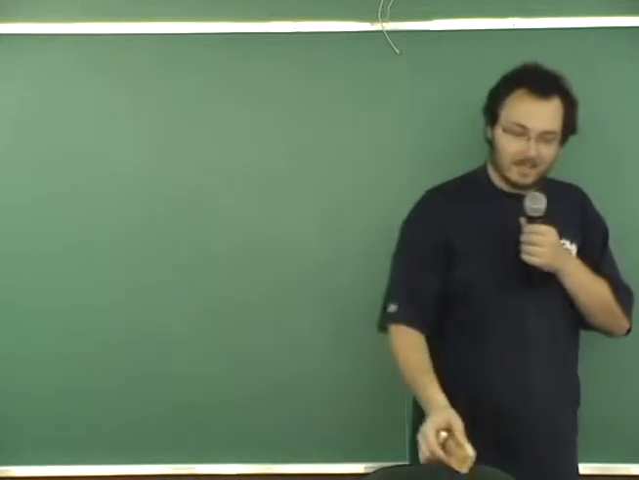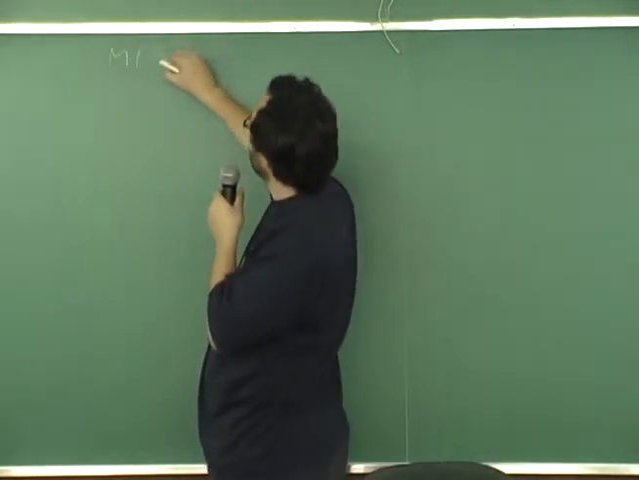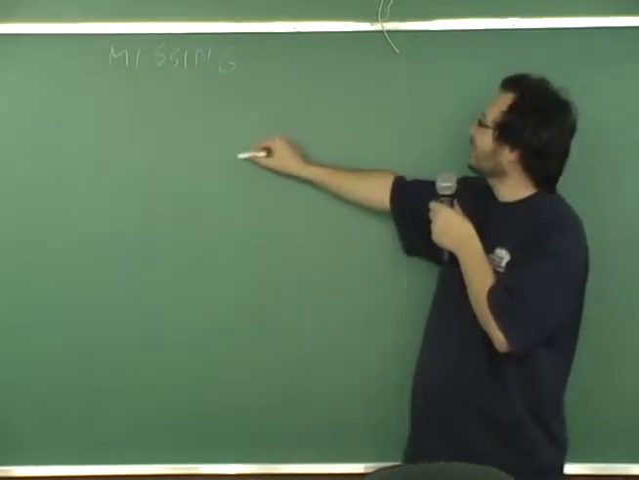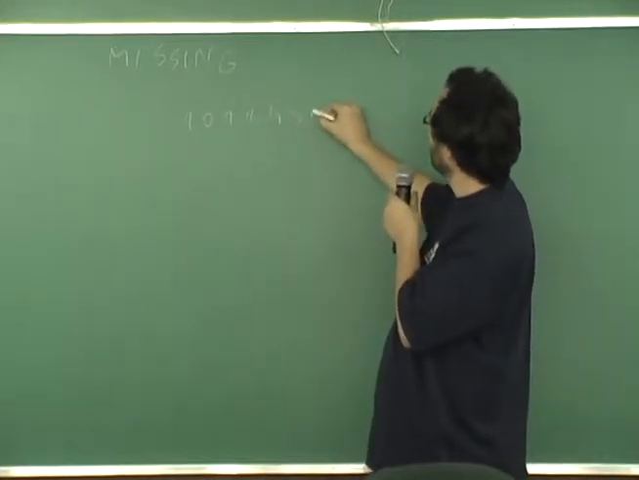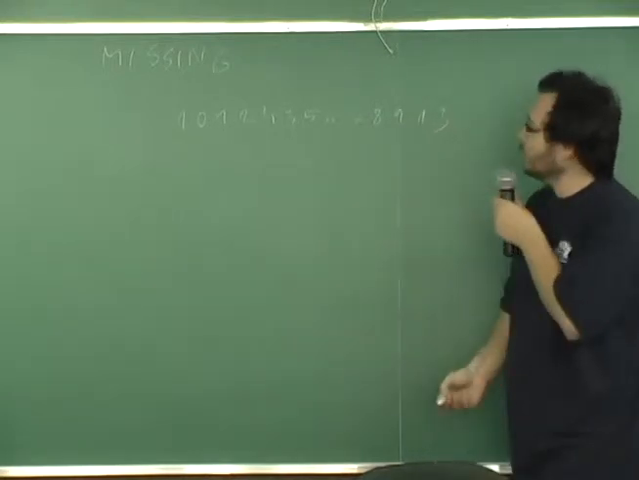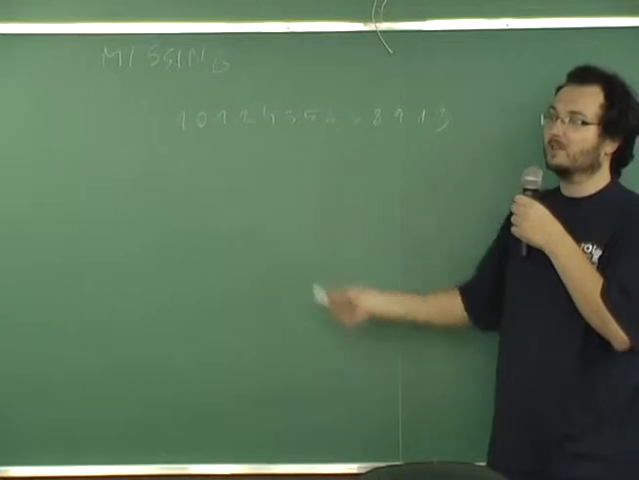Probably the second easiest task today was the task with the missing number. So in this task we are given a string of digits. And what we are looking for is the smallest number that doesn't occur anywhere in this string of digits.